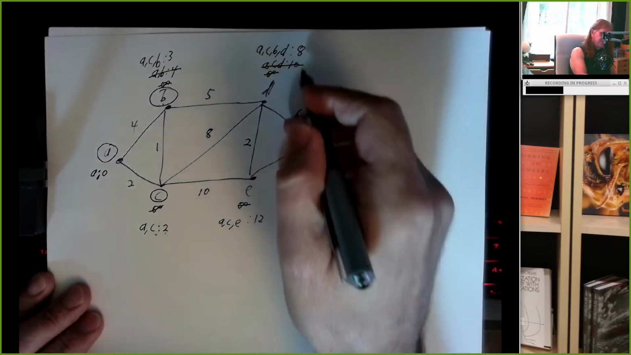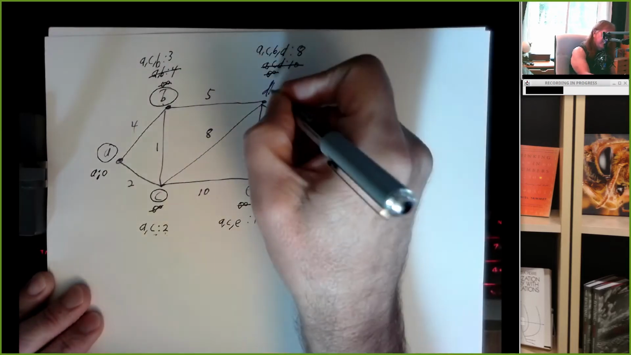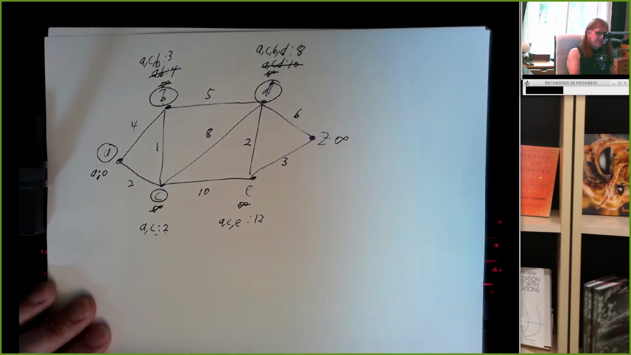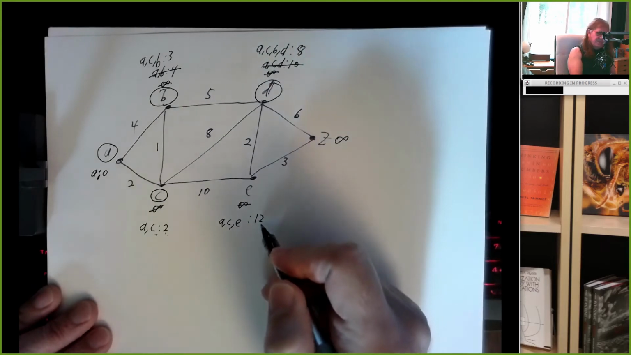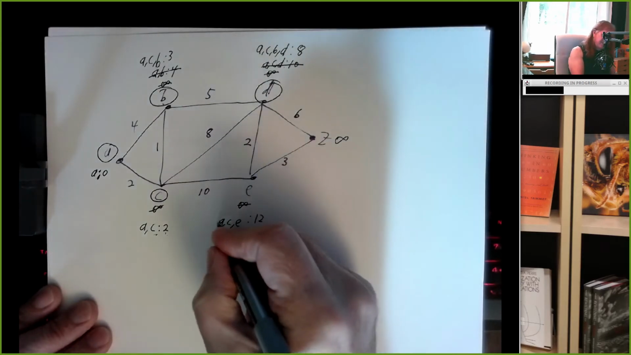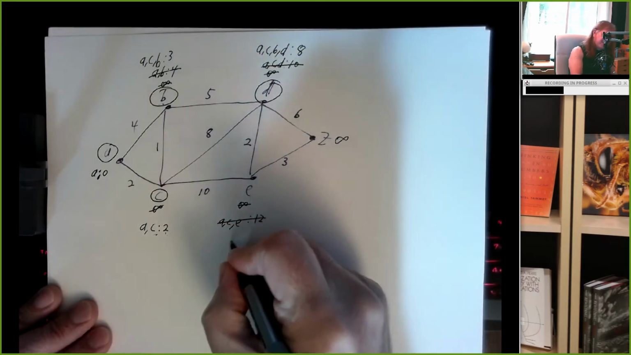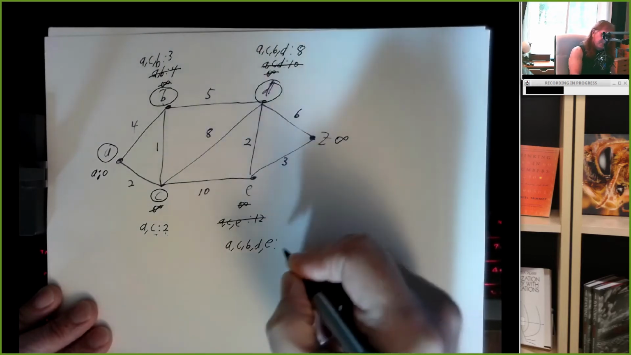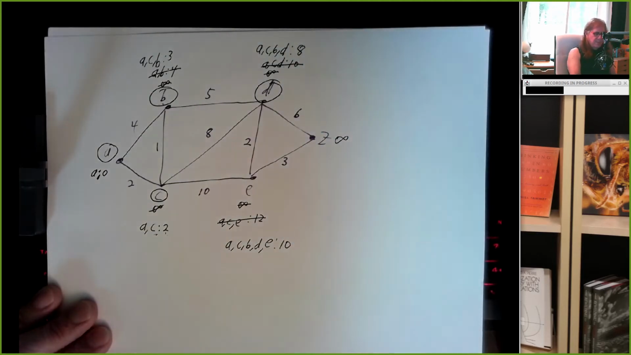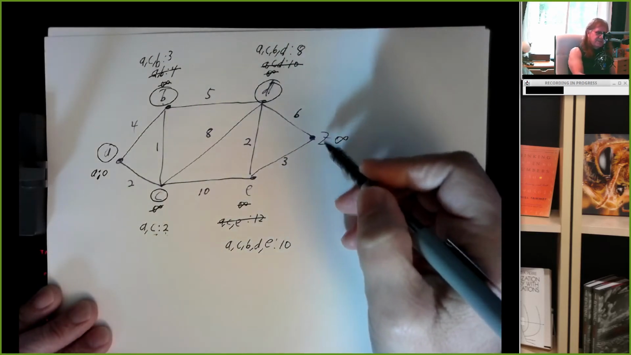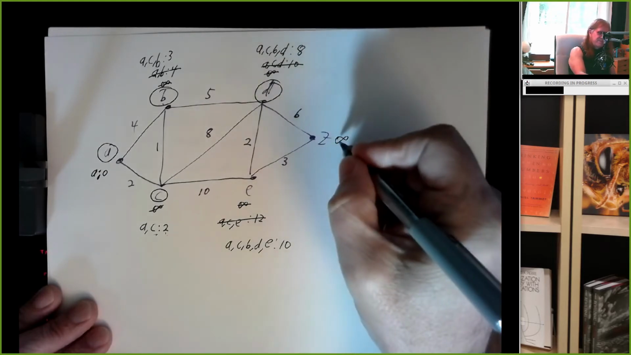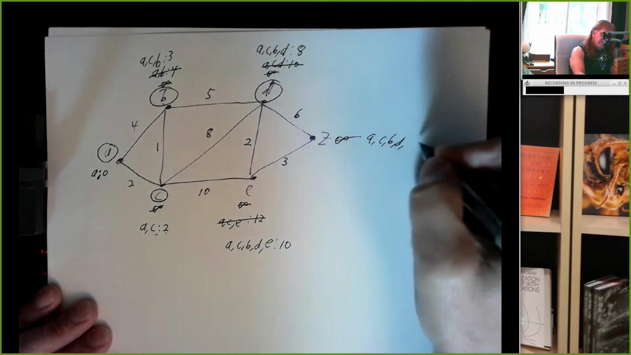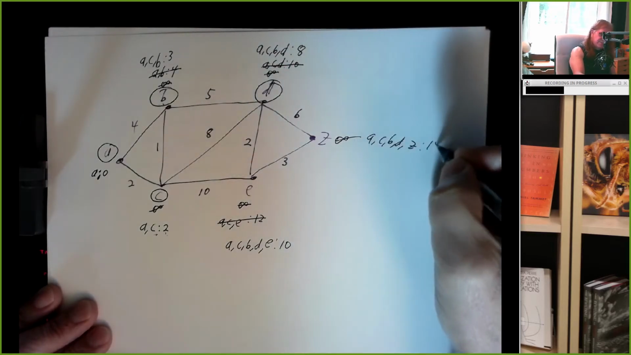Alright, we've got vertices with distance 8, 12, and infinity. This is our closest one, so we visit D. We relax adjacent nodes. So 8 plus 2 is 10. That's even better than the 12 we had. So we'll relax that. Our path here is A, C, B, D, E, and 8 plus 2 is 10. And we'll relax our distance here because 8 plus 6 is 14. That's better than infinity. So we can go A, C, B, D, Z. 8 and 6 is 14.